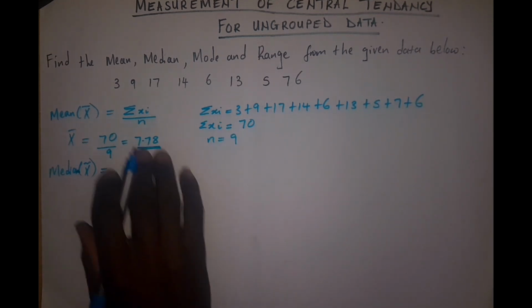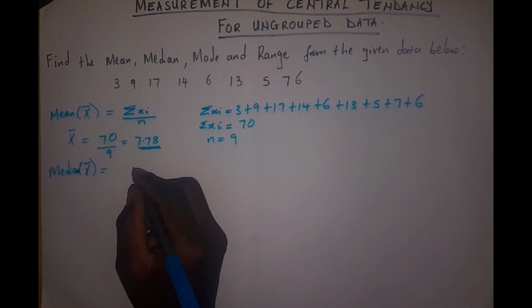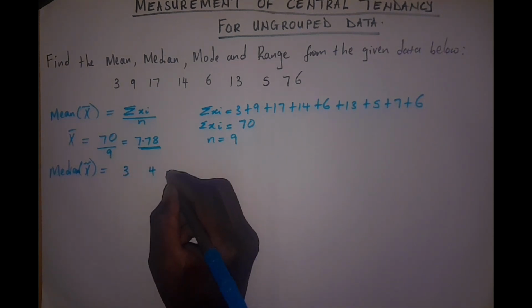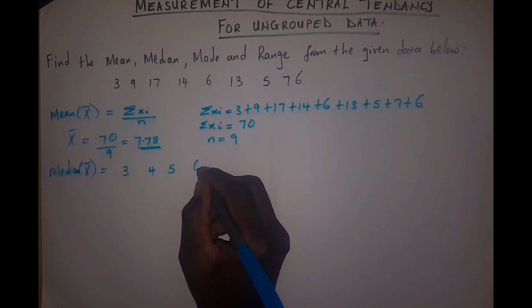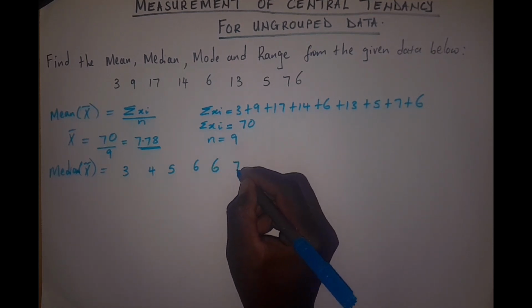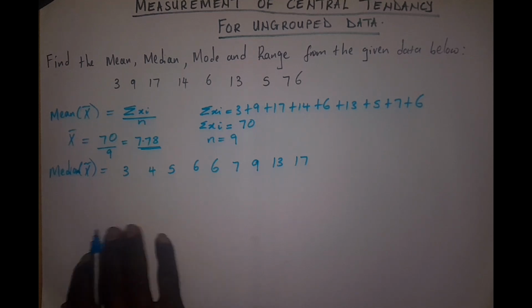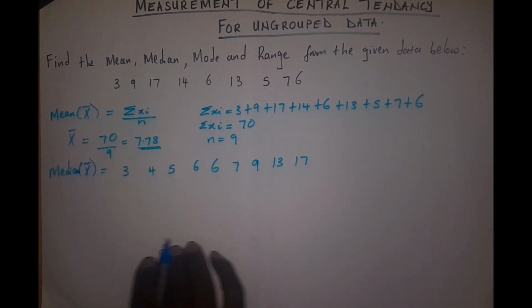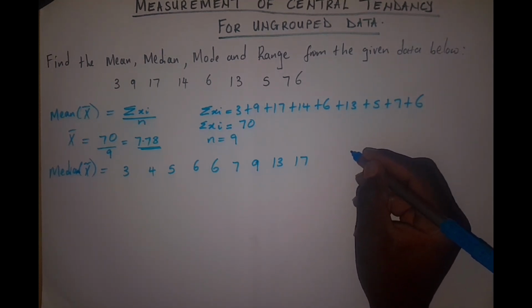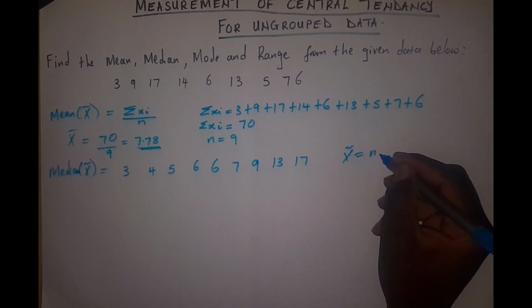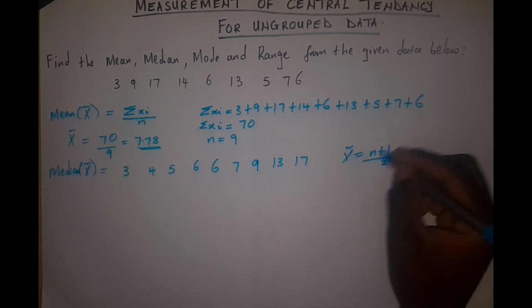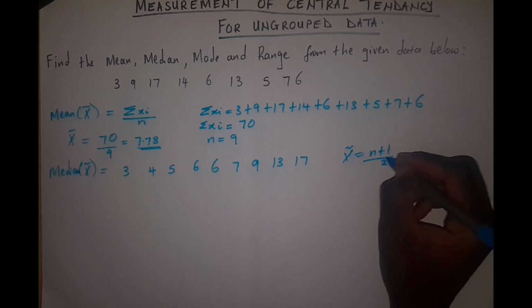So what we're going to do first is to arrange our numbers in ascending order. So we're going to start with 3, followed by 4, followed by 5, and then 6, and 7, 9, 13, and then lastly 17. After arranging our numbers in ascending order, for calculation of the median, we're going to use n plus 1 over 2. The value we get here is the position of the median.